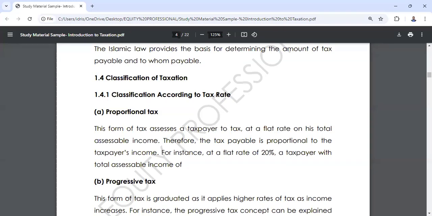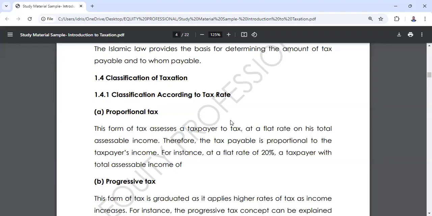Example of proportional tax: value-added tax. Value-added tax is a flat rate of 7.5%. Whether the good that you buy is 300,000 or 5 million, it is the same rate you are still going to pay. Your value-added tax still remains 7.5%. That is the classification of tax according to tax rate.